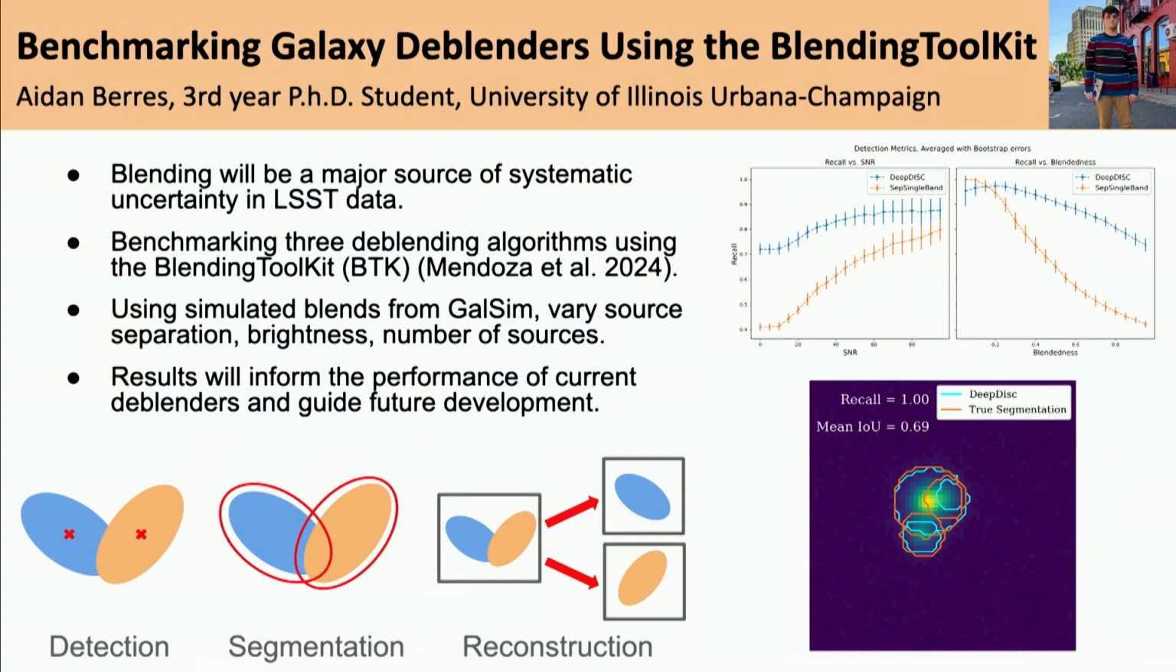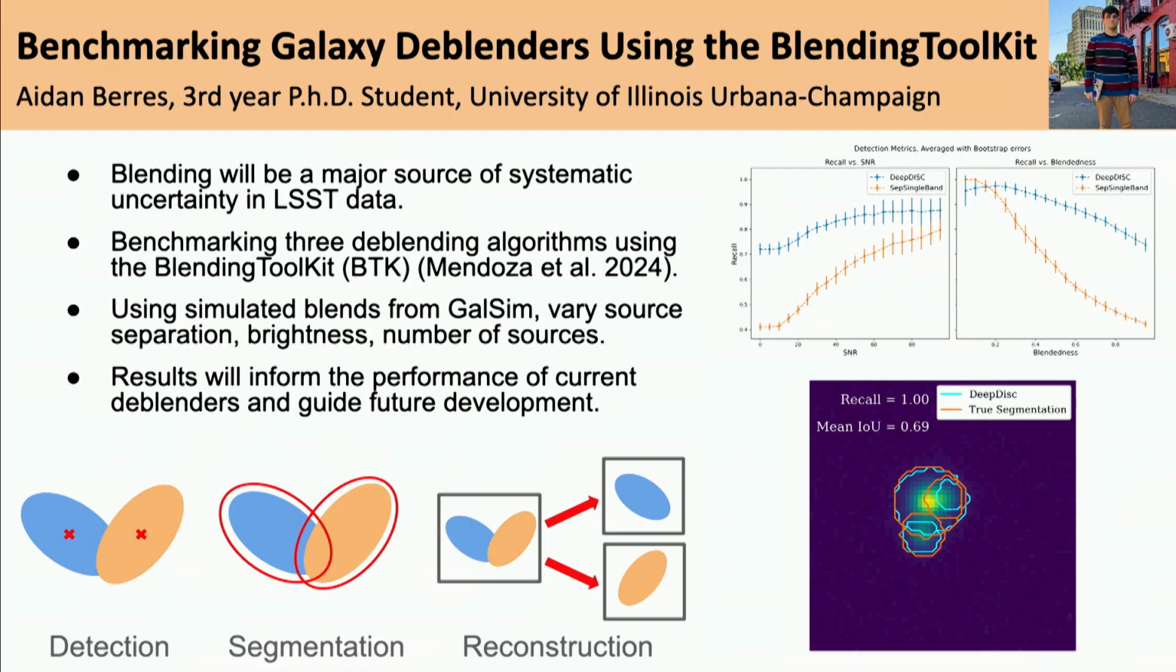My project is benchmarking galaxy deblenders with the Blending Toolkit. Blending is a big source of uncertainty and will be for LSST images. A lot of people have made different algorithms to solve this uncertainty, and I'm here to put them to the test and see how well they perform under different situations, like how close the blending is, different brightnesses, and number of sources in an image.